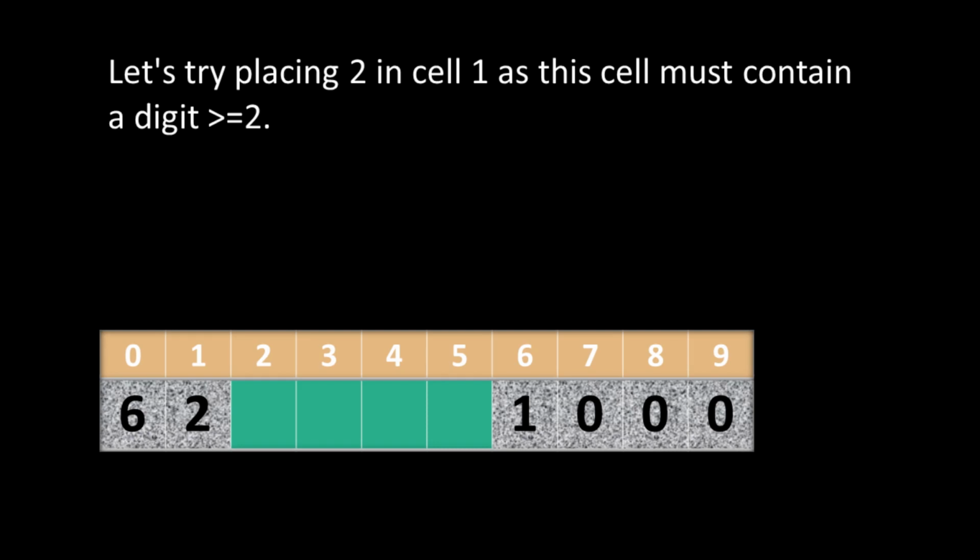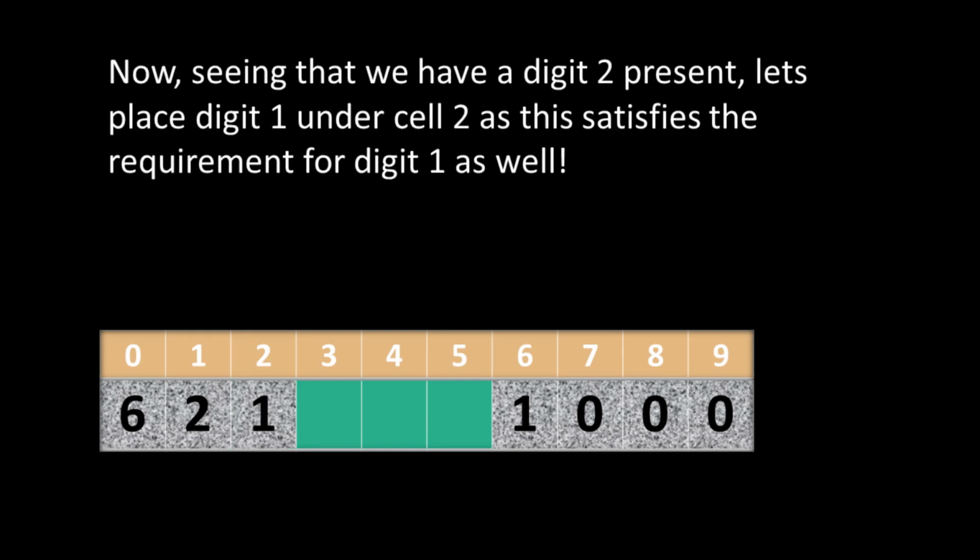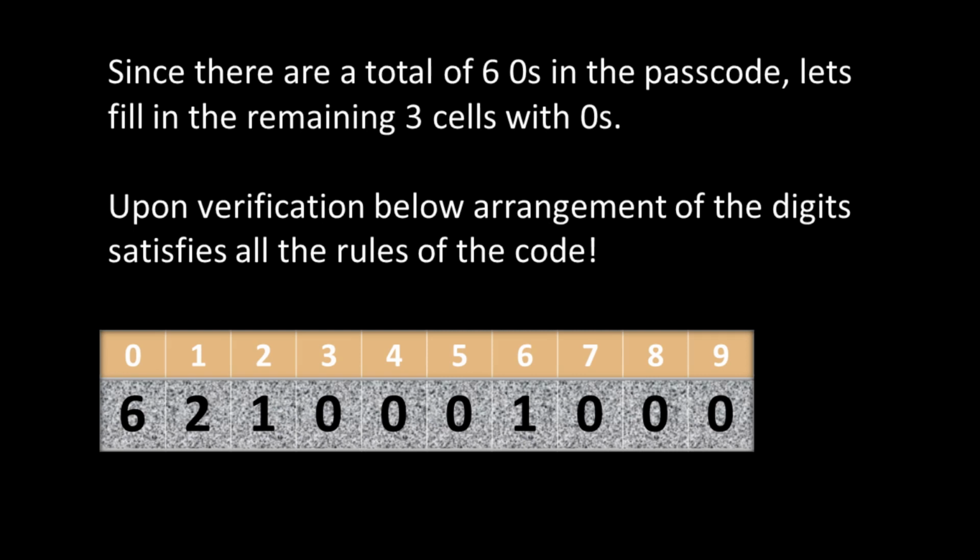Let's try placing 2 in cell 1, as this cell must contain a digit greater than or equal to 2. Now, seeing that we have a digit 2 present, let's place digit 1 under cell 2, since this satisfies the requirement for digit 1 as well. As there are a total of 6 zeros in the passcode, let's fill in the remaining 3 cells with zeros. So writing down the digits in order, we get 6, 2, 1, 0, 0, 0, 1, 0, 0, 0.